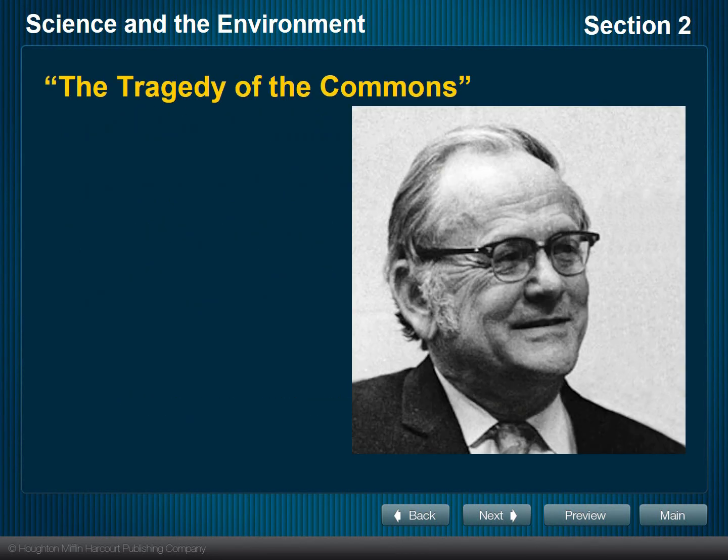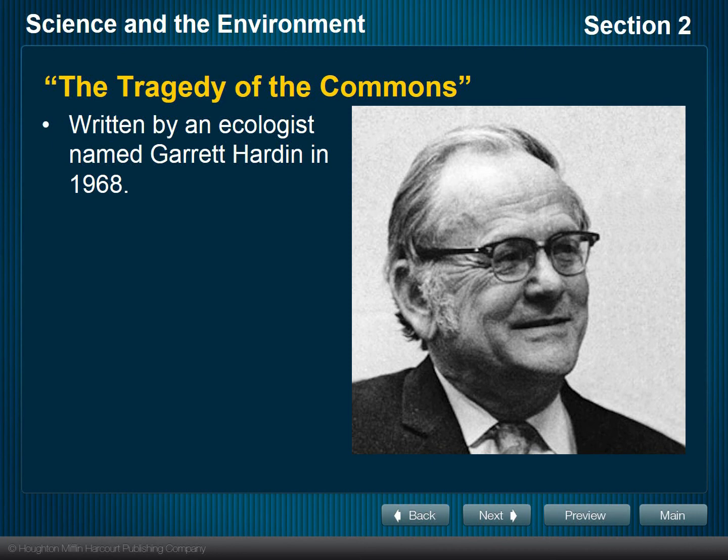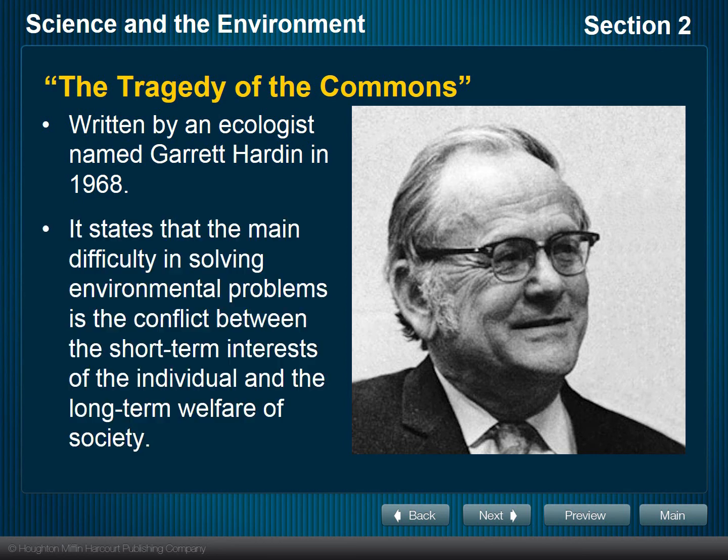The Tragedy of the Commons is an essay that an ecologist, Garrett Hardin, wrote in 1968. He argued that the main difficulty in solving environmental problems is the conflict between the short-term interests of the individual and the long-term welfare of society. In other words, he is basically saying men are greedy and they want to pursue their own best interests.